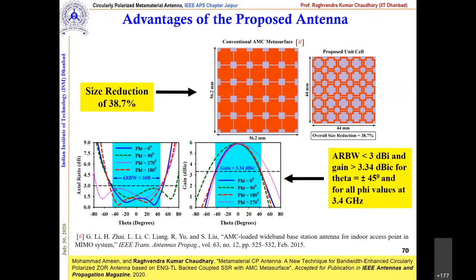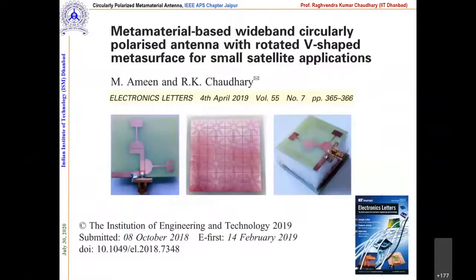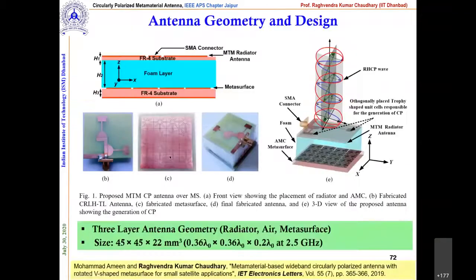In the same line, later on we did work, and here the approach was somewhat conventional, I would say, because here we used two CRLH structures and placed them orthogonally. You can see we placed them orthogonally and backed them again with the AMC to improve the gain. This is the same idea that we published in IEEE magazine last year.